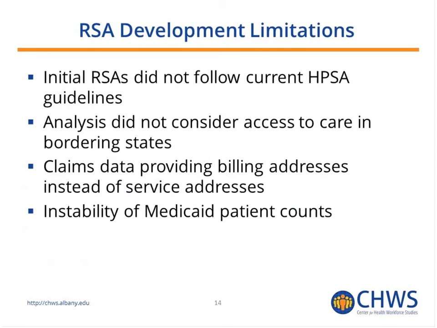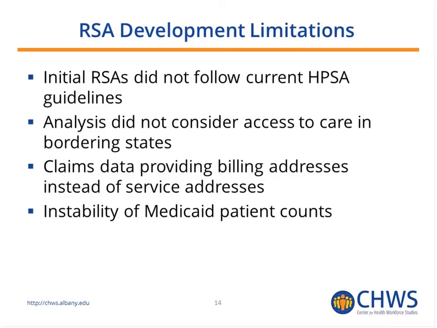Again, the initial RSAs, as I described, did not follow the current HPSA guidelines. We had the donut holes, the discontiguous areas, and the large RSAs. We also didn't consider cross-state migration for health care. We know along the Pennsylvania-New York border, there's a number of providers that people go back and forth across that border, same with Vermont and with Massachusetts and Connecticut. So we didn't consider that.